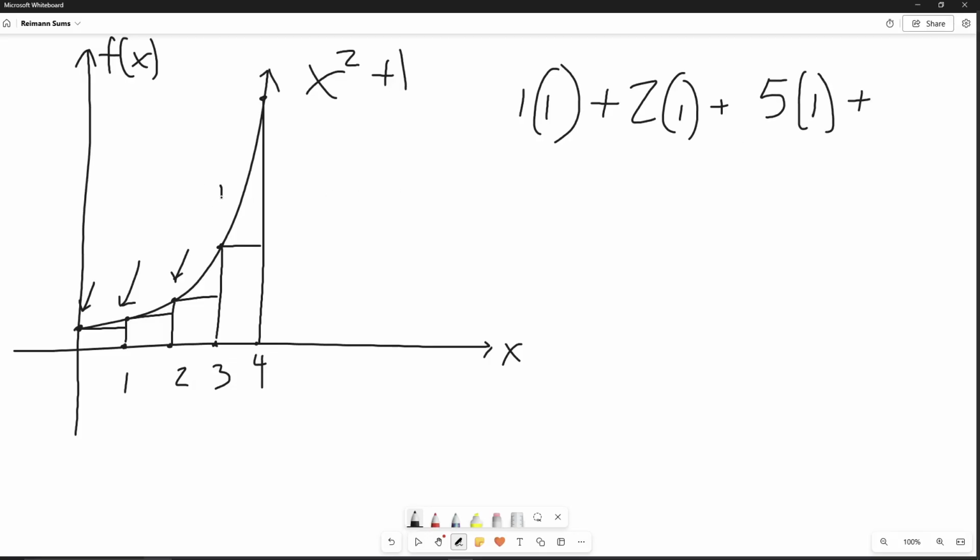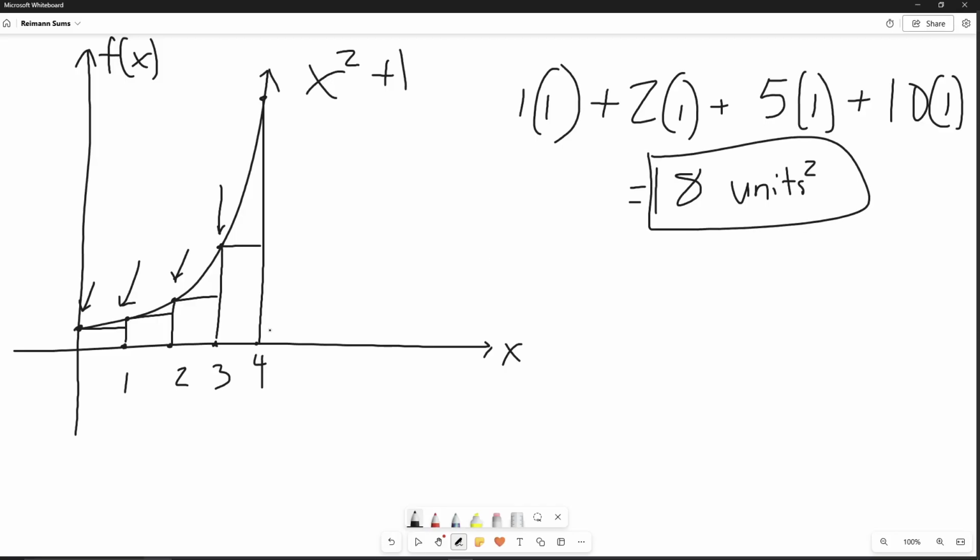And then this 3 squared plus 1 is 10. So we have 1 plus 2 plus 5 times 10, 3 plus 5 times 10, whatever, is going to be equal to 18 units squared. And that's our approximation of our area using rectangles going from the left. And now let's try rectangles going from the right.